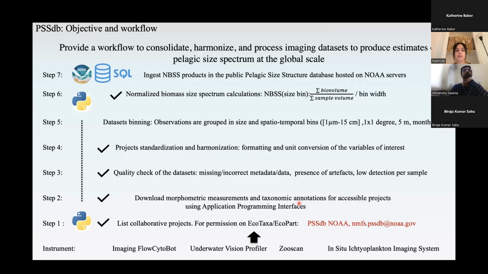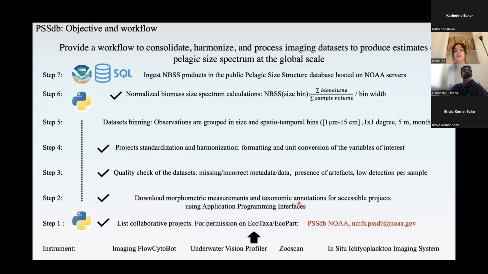Step 3 is performing quality checks and checking that there's no missing or incorrect metadata or data, that the detection rate was coherent, etc. And then the next step is to standardize and harmonize, because each of the data files that we are getting for those instruments are really not constrained in any way, so that it's easy for people to just upload their data and annotate the images without having to standardize the names and the units, etc. So this is work that we are doing.